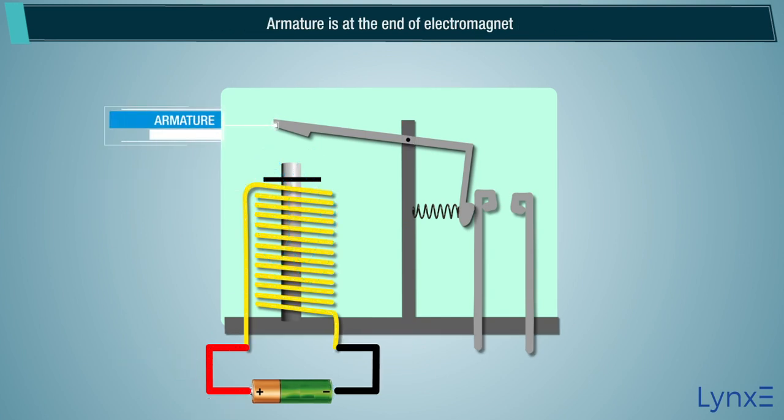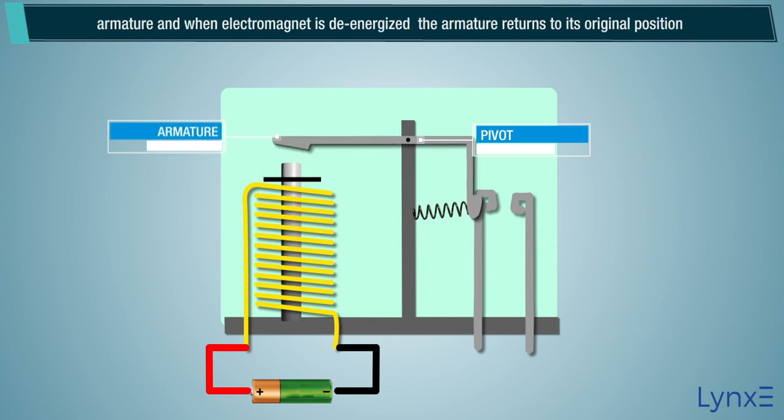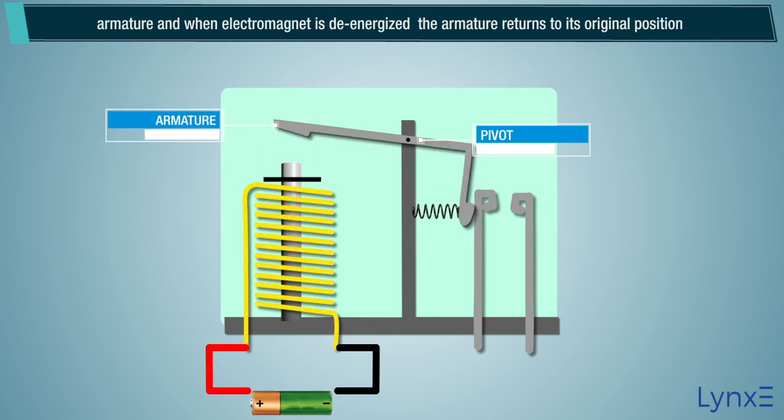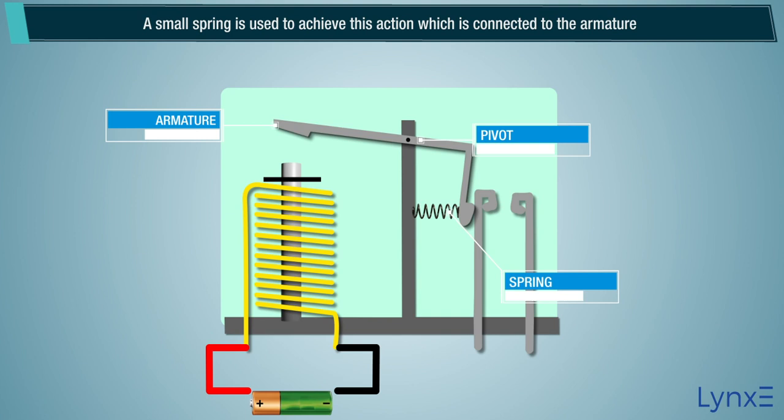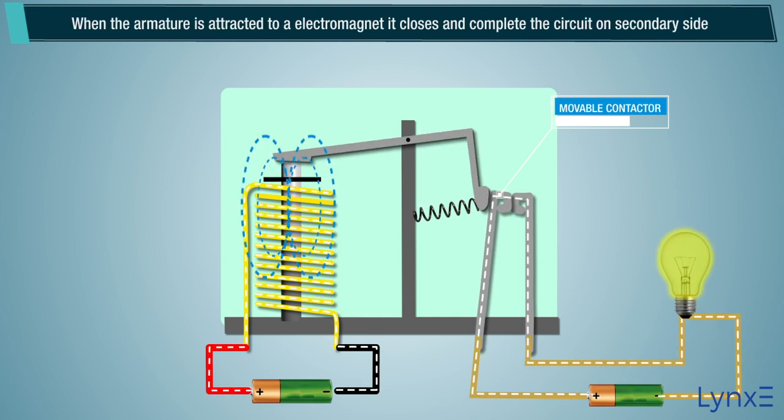The armature is at the end of the electromagnet. It is the small component which is pivoted when the electromagnet energizes. The electromagnet attracts the armature, and when the electromagnet is de-energized, the armature returns to its original position. A small spring connected to the armature is used to achieve this action. The movable contactor is present on the secondary side. When the armature is attracted to the electromagnet, it closes and completes the circuit on the secondary side.